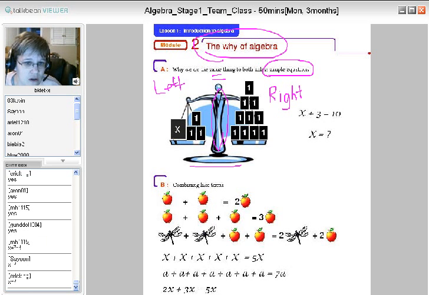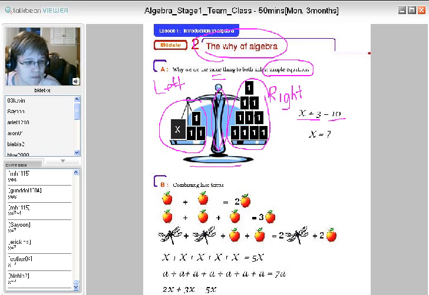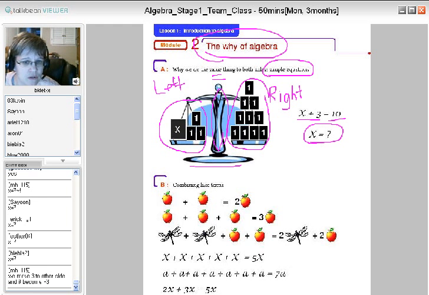So on this scale, on the left side, we have x and 3. So we have x plus 3. And on the right side, we have 10 ones. So we have 10. Okay? So to solve for x, we're looking for a number that we can add to 3 that gives us 10.